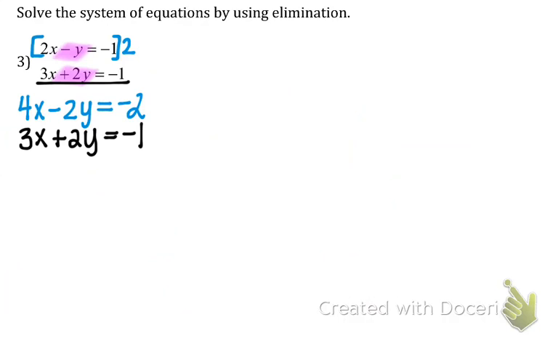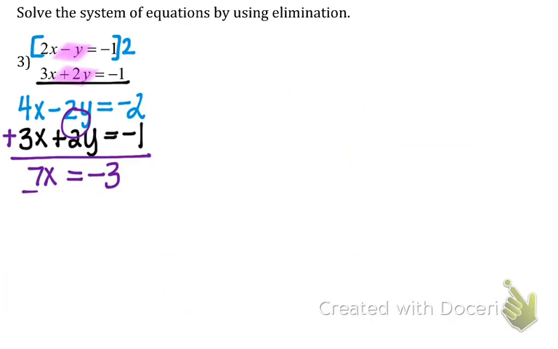Now when using elimination, we are going to add our equations going down, and when we add our equations, one of our variables will cancel out. In this case, 4x plus 3x does not cancel. That will be 7x. What cancels are the y's, just like we set it up for. Minus 2y plus 2y cancels out to 0. So we are left with 7x is equal to negative 2 plus negative 1, which is negative 3.